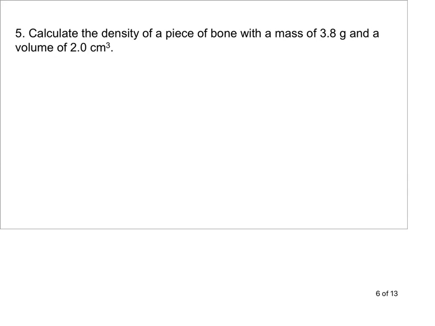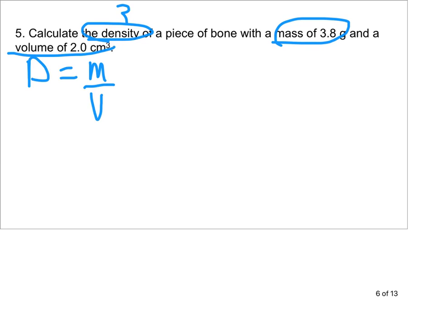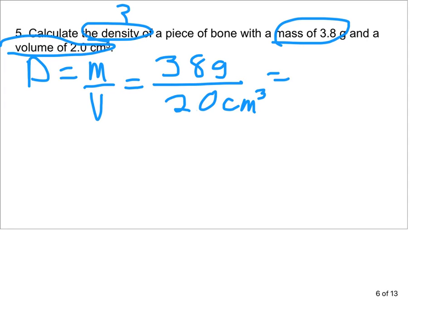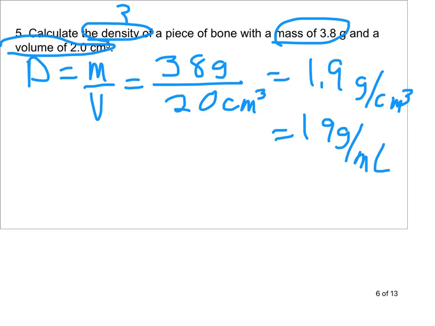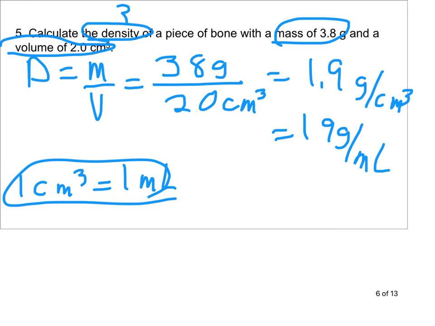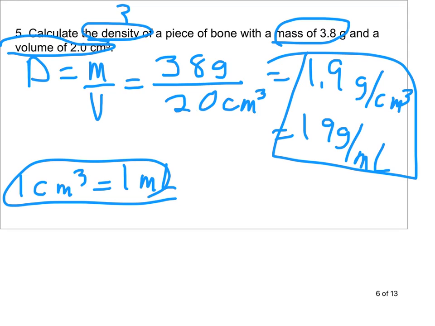Density calculation. Next few problems. And a formula for density. Density equals mass divided by volume, and that's what we're trying to find, is density. Here's our mass, here's our volume. So it equals 3.8 grams divided by 2.0 cubic centimeters, which gives us 1.9 grams per centimeter cubed. Could also write that as 1.9 grams per milliliter, as 1 centimeter cubed is the same as 1 milliliter. Because these are the same, we can always interchange them.